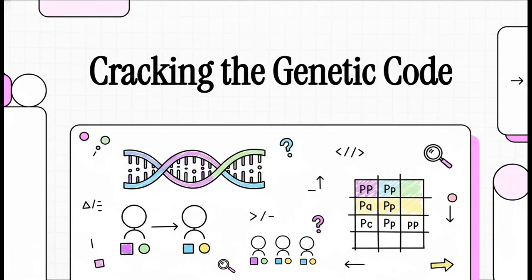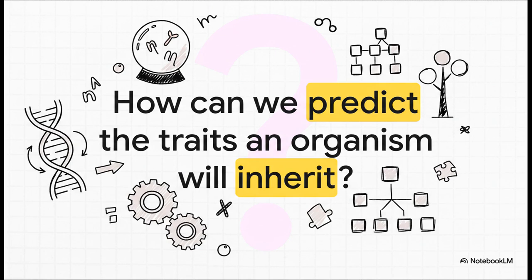Today we're going to do something pretty amazing. We're going to crack the code of life itself. We're going to figure out how we can actually predict the traits that get passed down from one generation to the next. I mean, that's the big question, right? How can we know what's coming? Because genetics isn't just looking backwards at what's already happened. No, it's an incredibly powerful tool for prediction. So come on, let's build our toolkit and get ready to solve this puzzle.